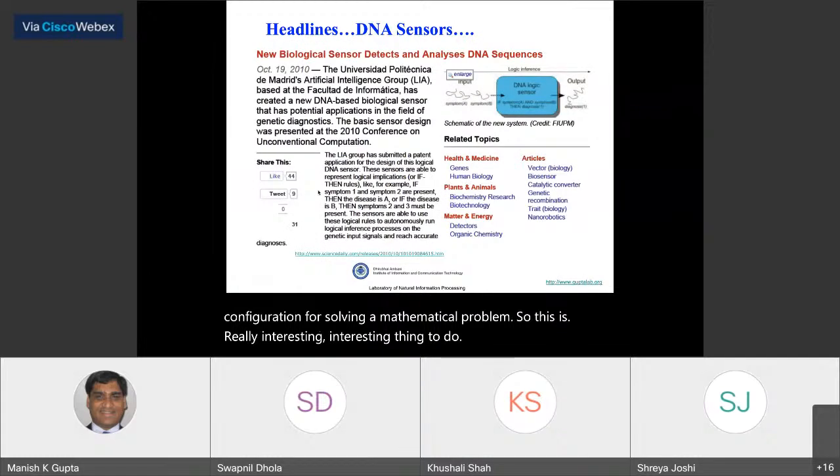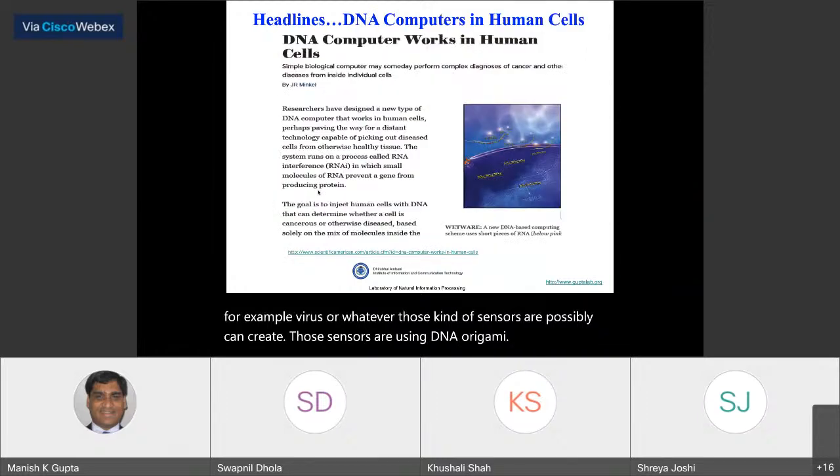DNA sensors: you can create sensors using DNA, for example for water testing or many other things. Or for detecting COVID-19, for example, the virus or whatever, those kinds of sensors are possible. You can create those sensors using DNA origami. DNA computers in human cells, that is also a possibility, that was shown.